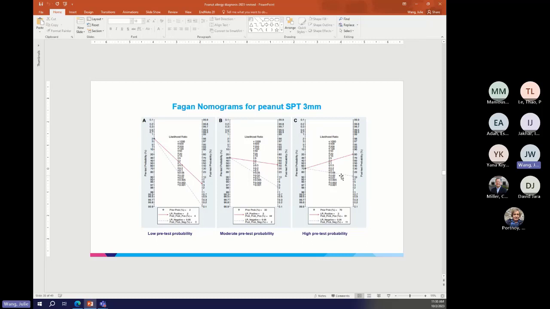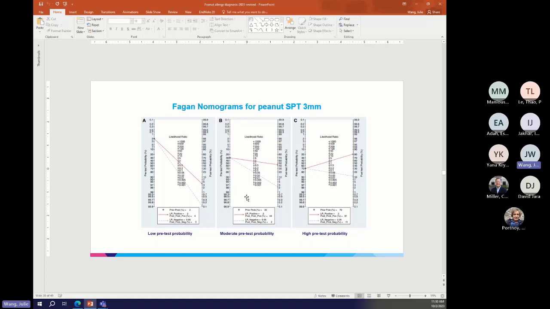For those patients with high pretest probability, we really think that the patient has peanut allergy. A positive test changes things a little bit. It increases from like 70 to 80% probability that the patient has allergy, so it increases a little bit, but it's not definitive that we needed the test to know the answer.